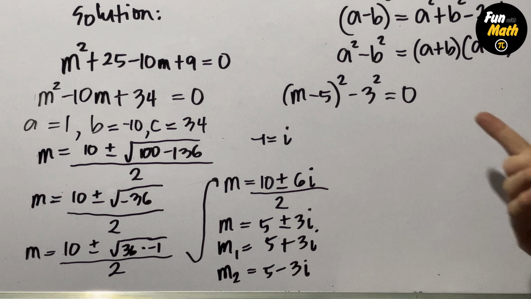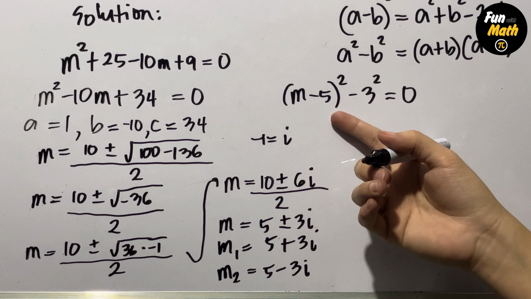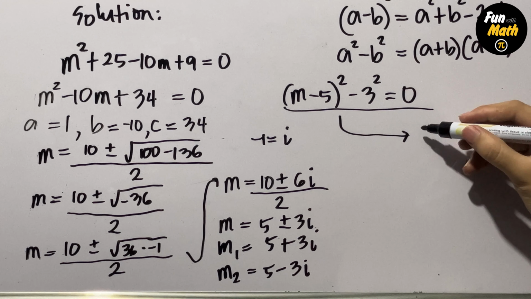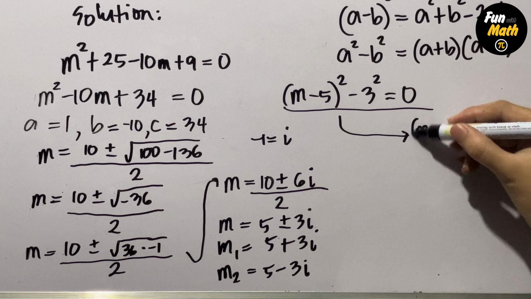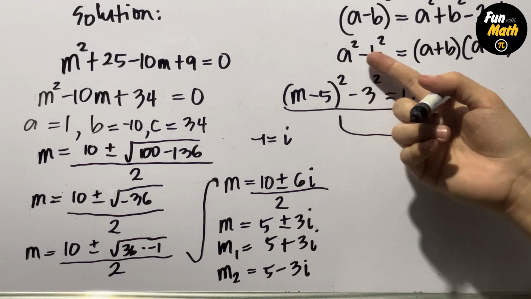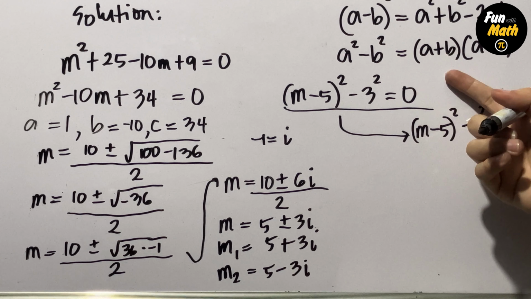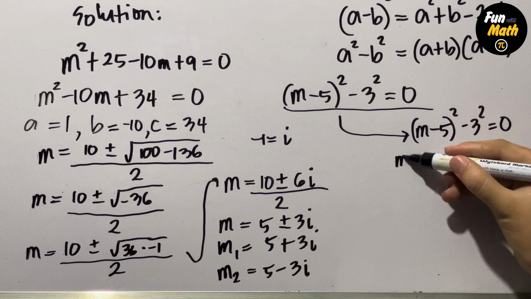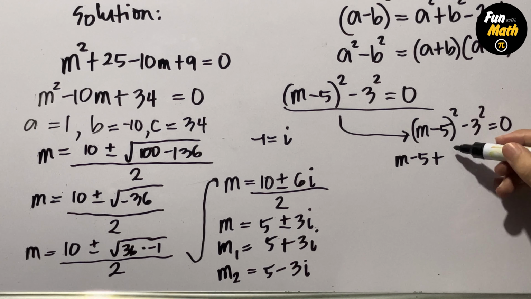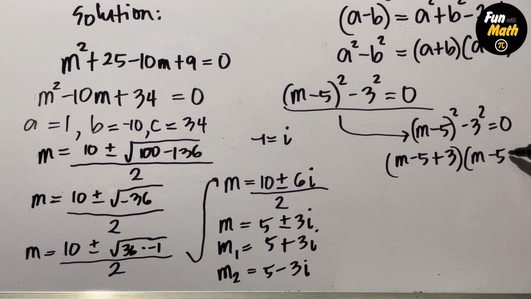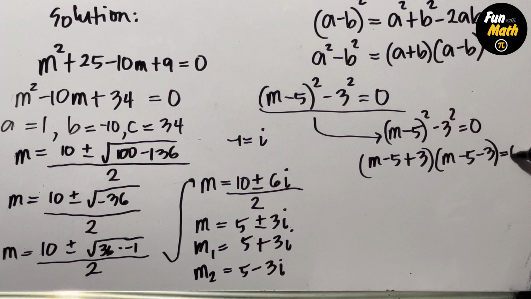Now moving on to our next equation, we have (m minus 5) squared minus 3 squared is equal to 0. So let's bring it down again. Now for this equation, let's follow this: a squared minus b squared is equal to (a plus b) times (a minus b). So for this it is (m minus 5 plus 3) times (m minus 5 minus 3) is equal to 0.